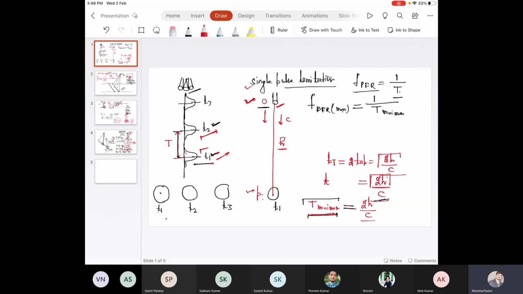Okay. Now we'll replace. This is the equation 3rd, and this is equation 4th. So substitute equation 3 in 4. What will you get? You will get this, PFR max is equal to C by 2H.